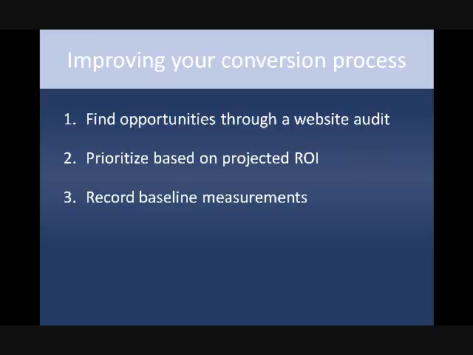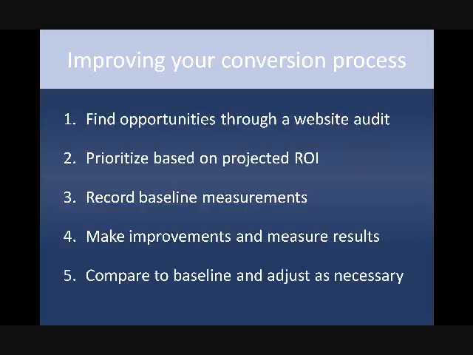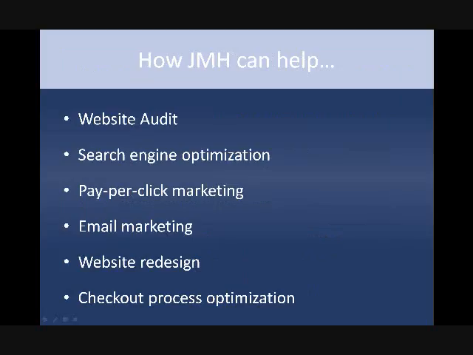Measure baseline, so get a measurement of how well the site's performing at the present. Make those improvements to the site, and then measure the results. And in the end, you compare those results after you've made improvements back to the baseline, and hopefully you've seen an improvement. But if not, you make adjustments, or even if you have, maybe there's opportunities for more improvements. So identify opportunities, prioritize them, measure your baseline, improve, and then compare the improvement metrics back to the baseline metrics that you had.